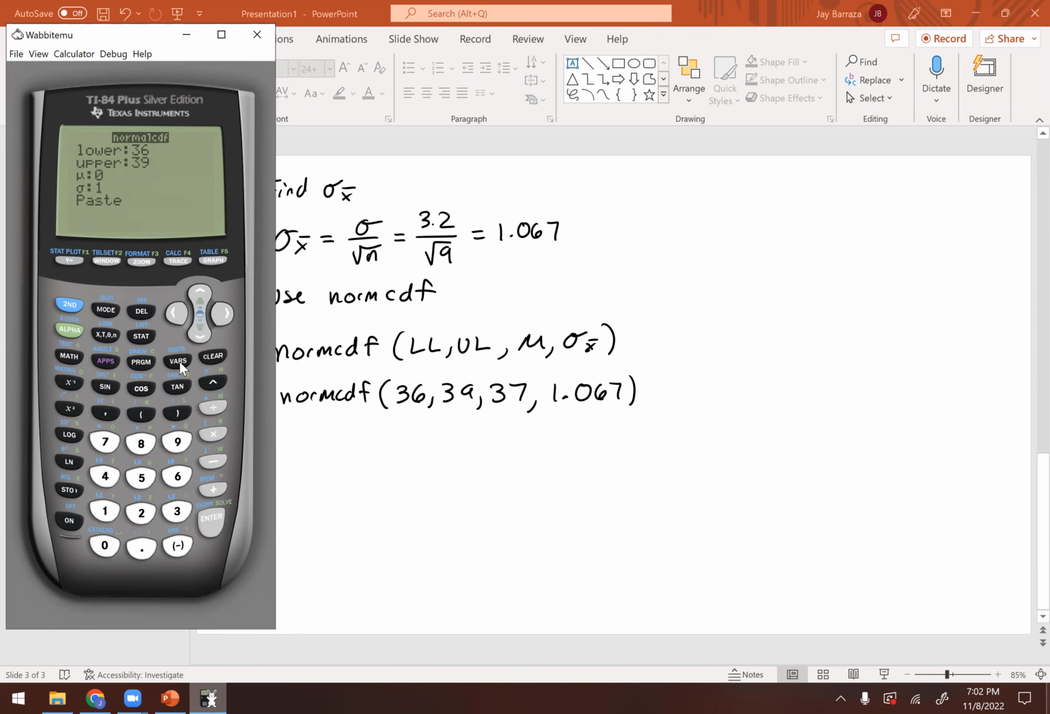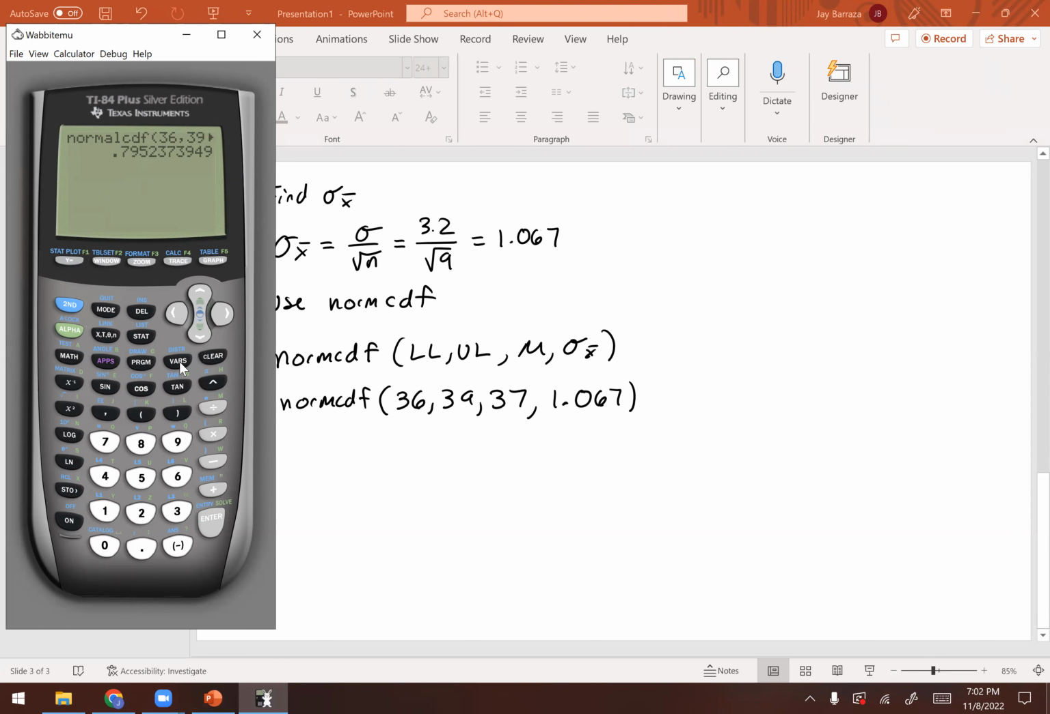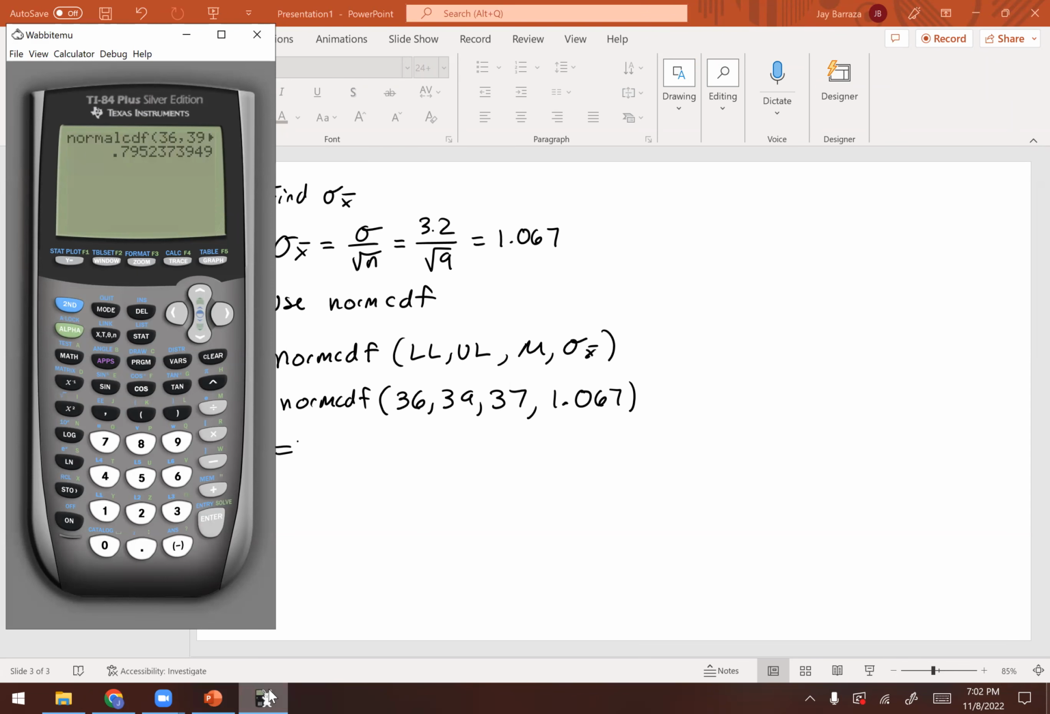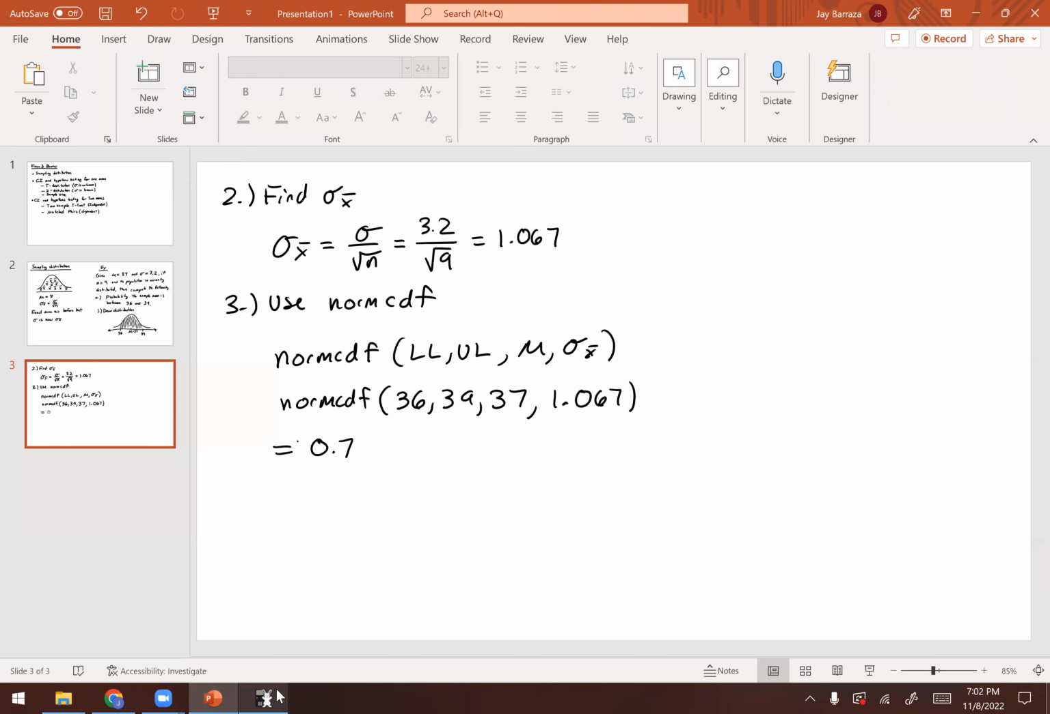And then this is going to be 37. And then this is going to be 1.067. Okay. And then you're going to paste it, press enter, and there's your area. And that's the answer. That's all you have to do. So the answer is equal to 0.7952. And make sure you round to the correct number of decimal places.